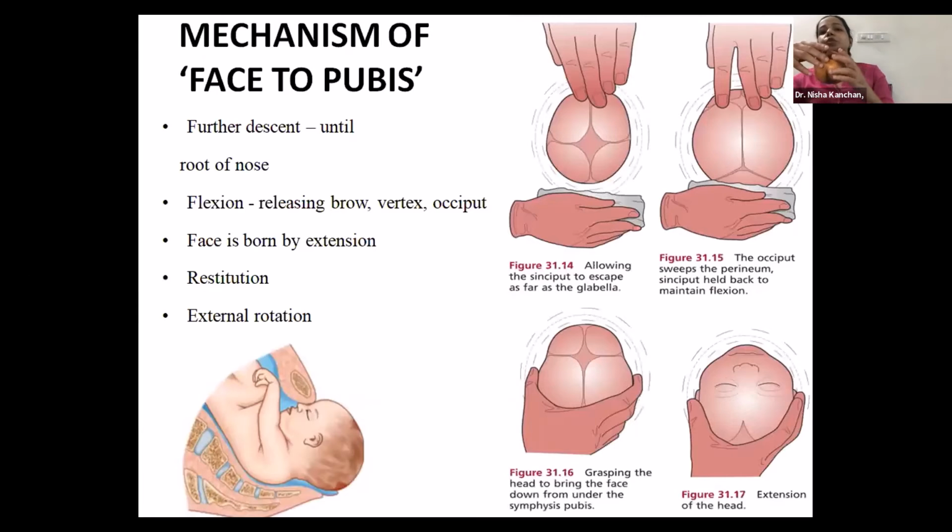So the mechanism of face to pubis delivery: if you can see in the picture where the baby is coming out, you can see the sacral promontory and the pubic symphysis. The nose of the baby, or the glabella, hinges against the pubic symphysis. Once that happens, flexion happens, releasing the brow, the vertex, and the occiput. After that, extension happens. So in face to pubis delivery of the head, what you have to remember is first flexion followed by extension. Everything else is the same: restitution and external rotation.